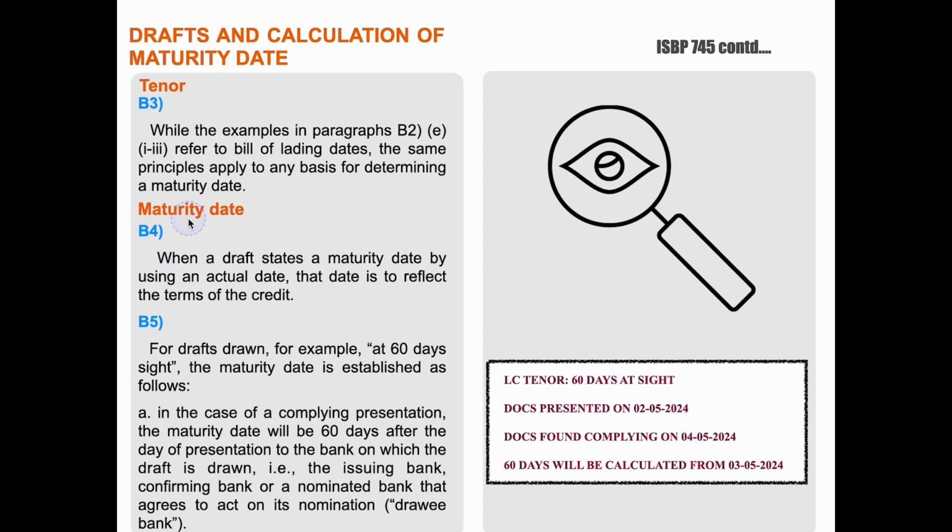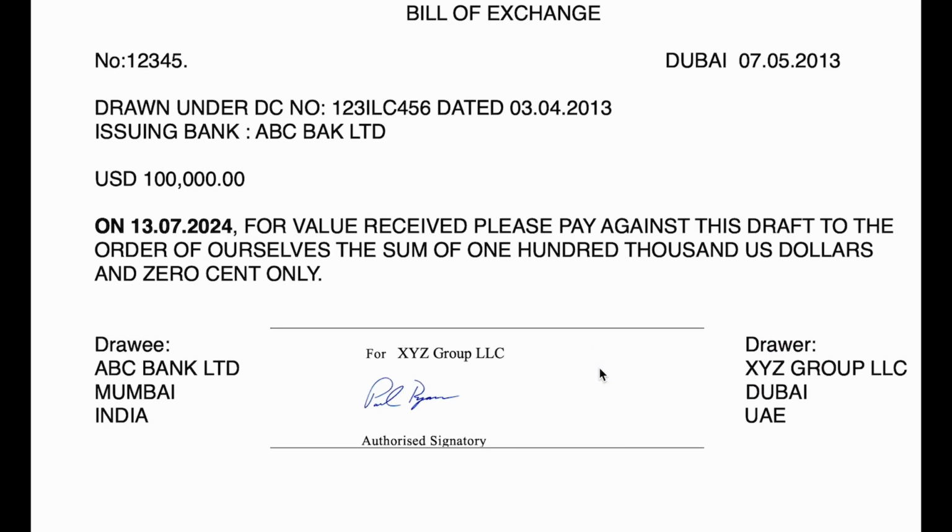Next one is maturity date. When a draft states a maturity date by using an actual date, that date is to reflect the terms of the credit. We have already discussed in B2, there are certain ways to indicate the maturity of a bill of exchange. In those methods, one method is the bill of exchange can exactly mention the maturity date. If that date is mentioned, such date is to reflect the terms of the credit. For example, let us consider the tenor of the LC is 60 days from BL date. And as we discussed in that actual example, the bill of exchange date is 14th of May.